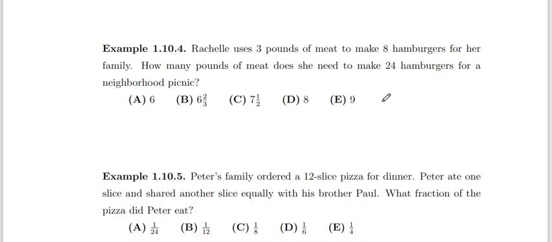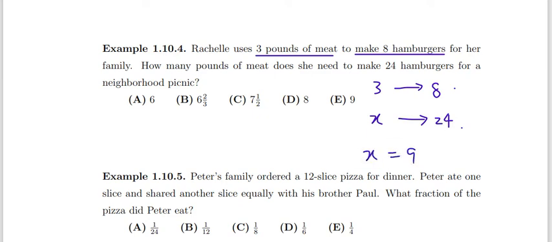Okay. So this guy uses 3 pounds of meat to make 8 hamburgers. So we can say 3 pounds equals 8, just like that. We want to find x pounds to make 24. So from 8 to 24 is multiplied by 3, so we can say this x equals 9, right?